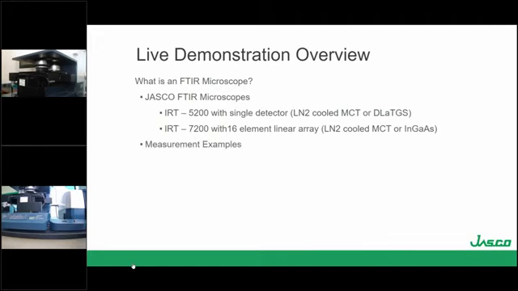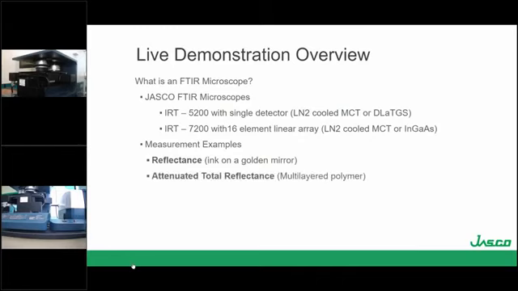I'm going to be measuring some samples today, and the first one I'm going to measure using reflectance mode. This is just ink on a golden mirror. I'm going to be using attenuated total reflectance in the microscope. The sample that I'm going to use is a multi-layer polymer. I'm going to be demonstrating the IQ mapping feature that is especially for static mapping where the stage is not moving, and actually recommended with manual stages.